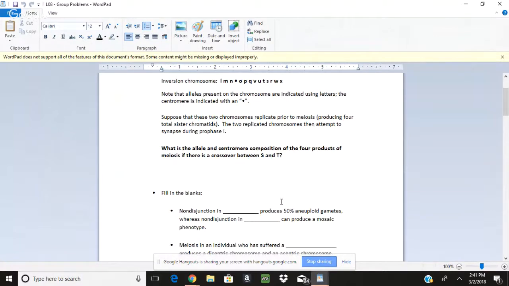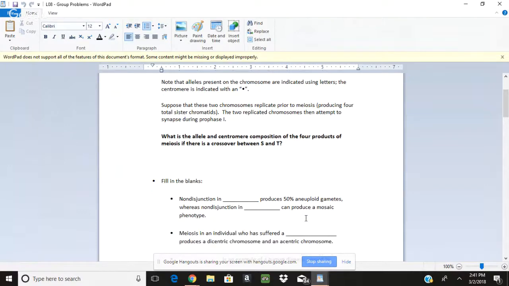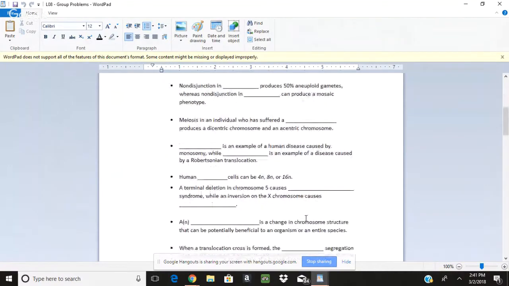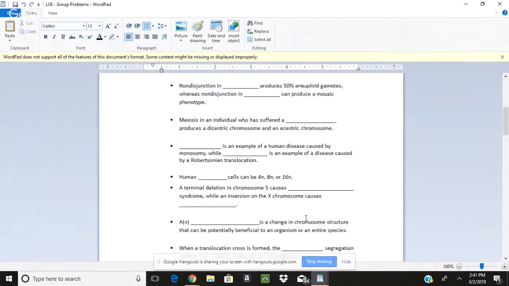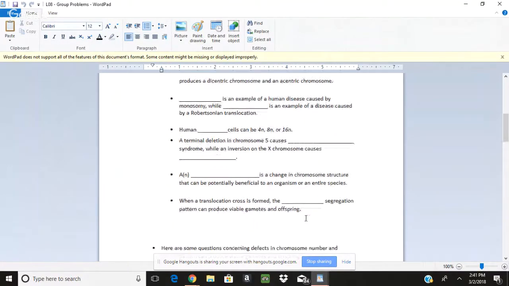Okay, so for number 2A, I got meiosis 1 and mitosis, and then for B, I got paracentric inversion. C, I got aneuploidy and familial Down syndrome. For D, I got liver. E, I got Cri-du-Chat and type A hemophilia. For F, I didn't get the answer for that one. For G, I got alternate.